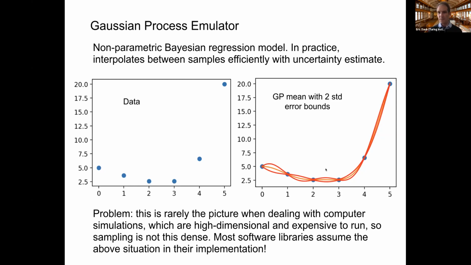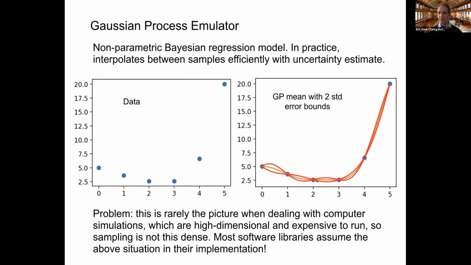However, one thing that gets lost in these simple pictures is that in complex simulators, you usually have a much higher dimensional space than this. And it's usually much more expensive to draw samples than this typical sampling density you might see in one of these pictures. So this is often not really the picture that you're going to have when you are trying to apply this to some complex simulator.